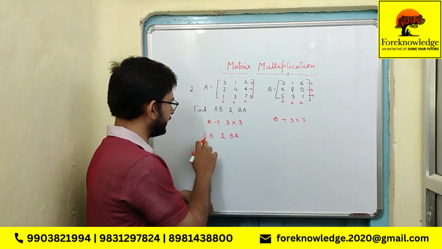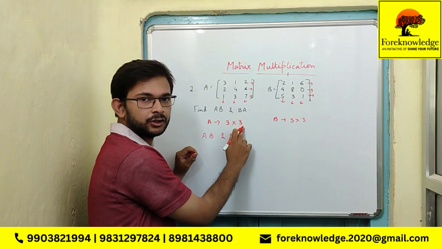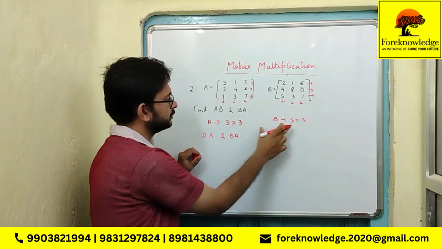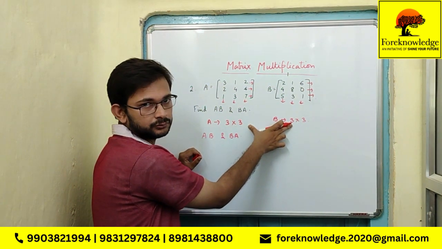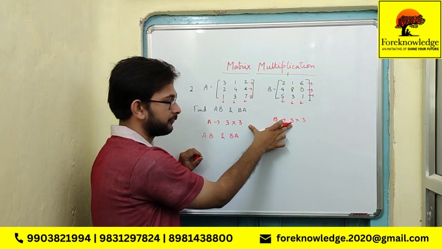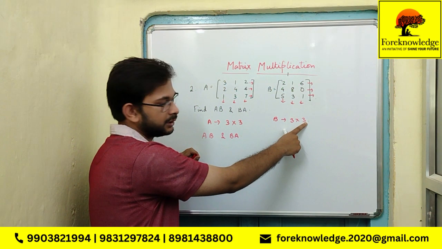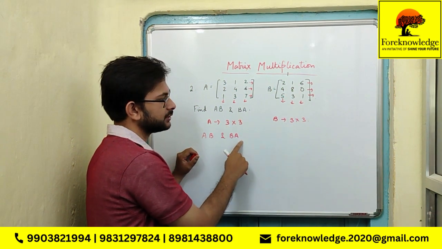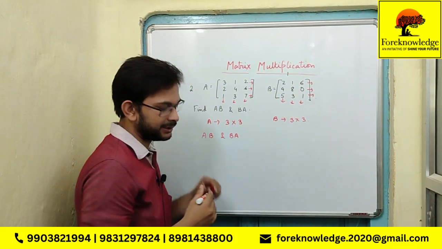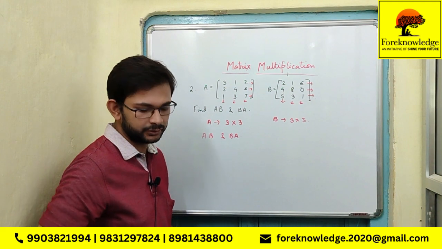Because in case of AB, A has 3 columns, B has 3 rows. So number of columns equals number of rows. Fine, so it is defined. On the other hand, B has 3 columns, A has 3 rows. So in case of BA, 3 equals 3, that means BA is also defined.